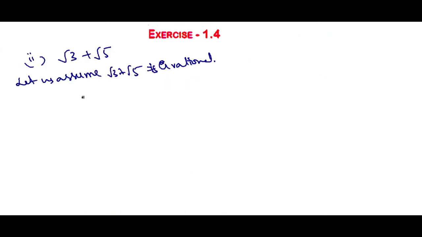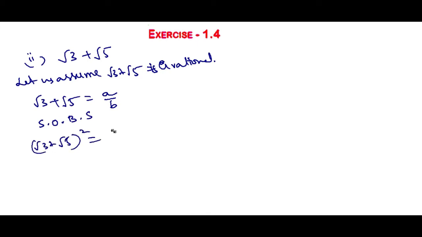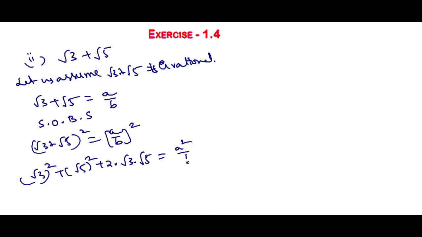Next we are going to show that root 3 plus root 5 is an irrational number. For that, first we need to assume root 3 plus root 5 is rational. So root 3 plus root 5 becomes a by b. Now you should do squaring on both sides. What will become now? Root 3 plus root 5 whole square is equal to a by b whole square. Now you can apply the identity a plus b whole square, that is a square plus b square plus 2 times a and b, which is equal to a square by b square.